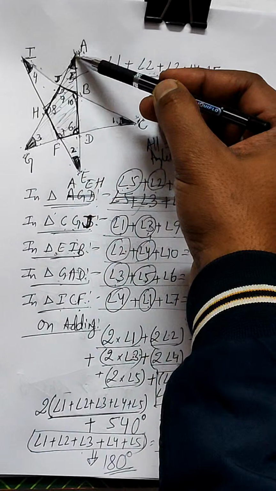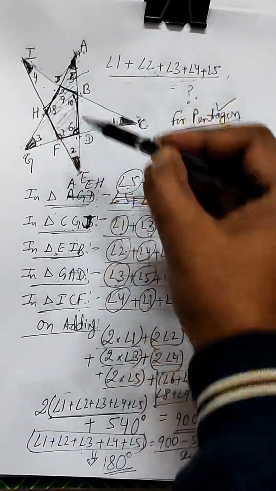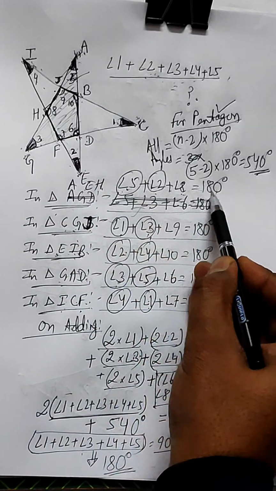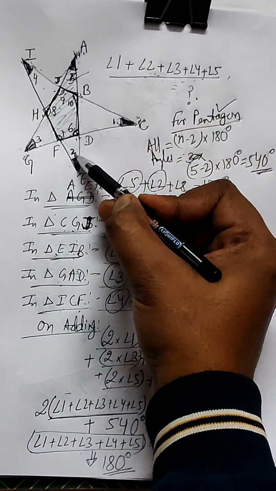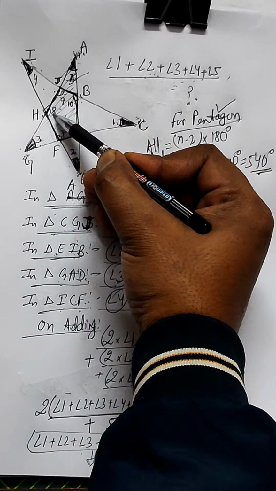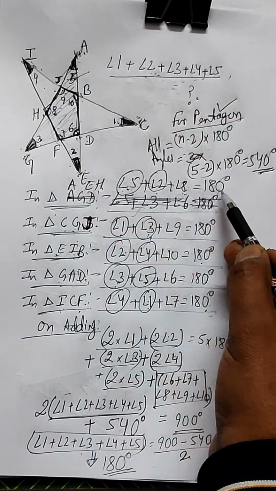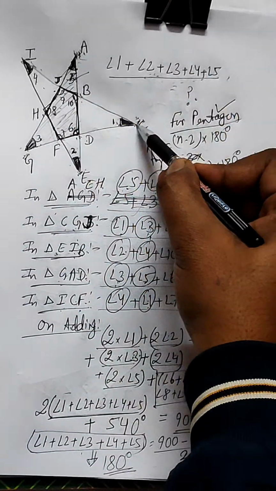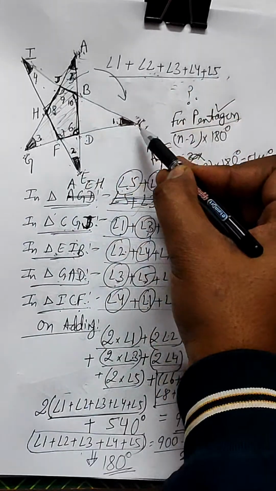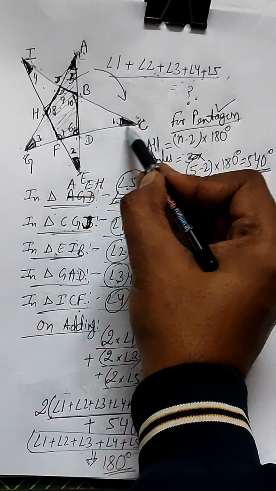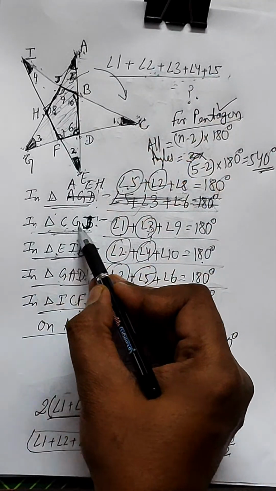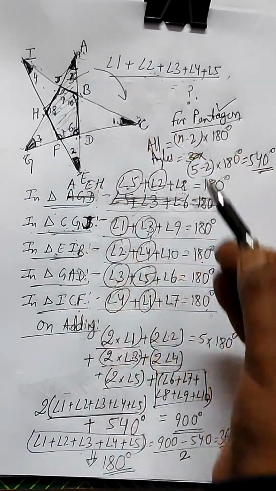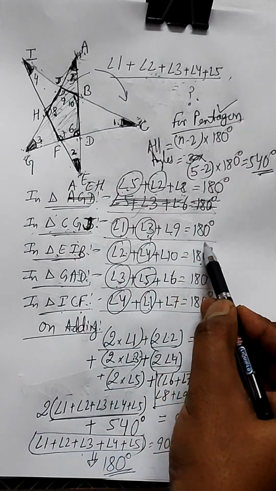So the selection of the triangle will be like this, AEH. In triangle AEH, angle 5 plus 2 plus 8 is coming as 180 degrees. This is angle 5, this is angle 2, and this is angle 8. All this sum will be 180 degrees, right? Now take another triangle. From A, go to C in the cyclic order, and from C, go to the extreme end G. In triangle CGJ, angle 1 plus angle 3 plus angle 9, that is 1 plus 3 plus 9, is 180 degrees.